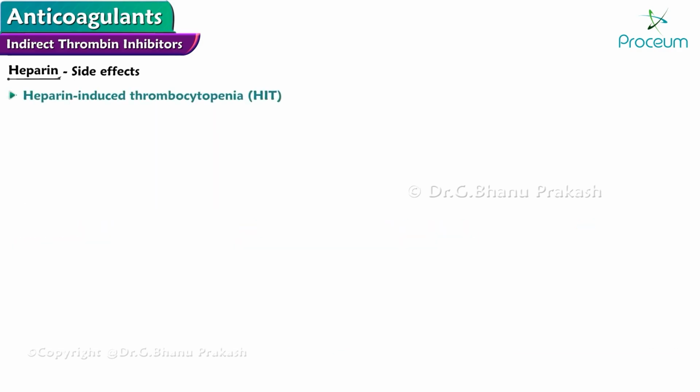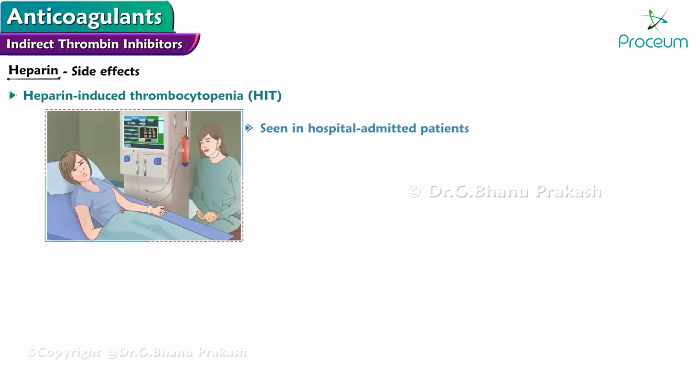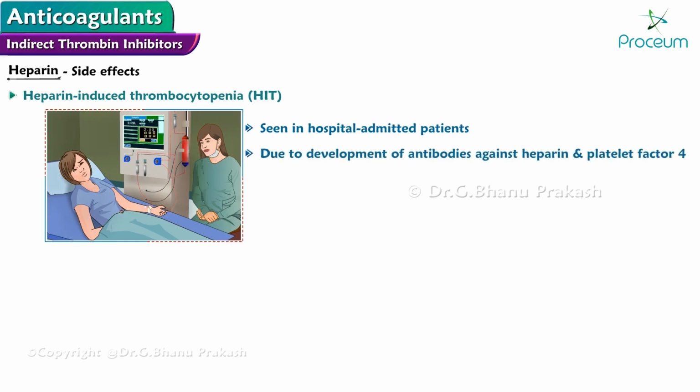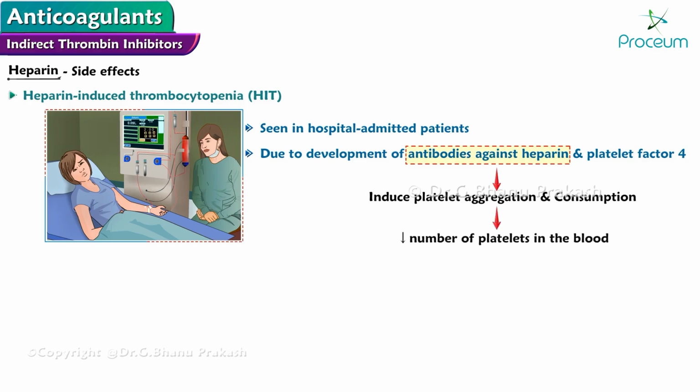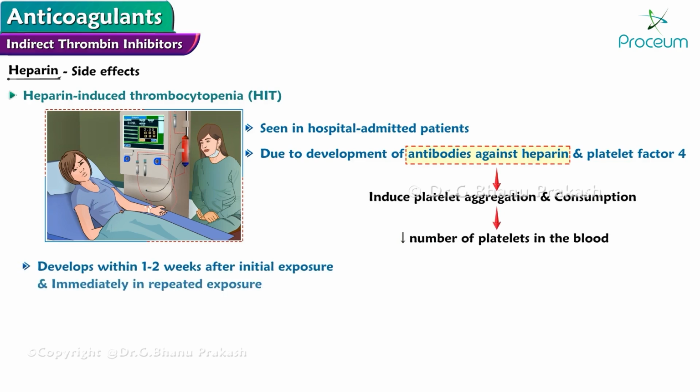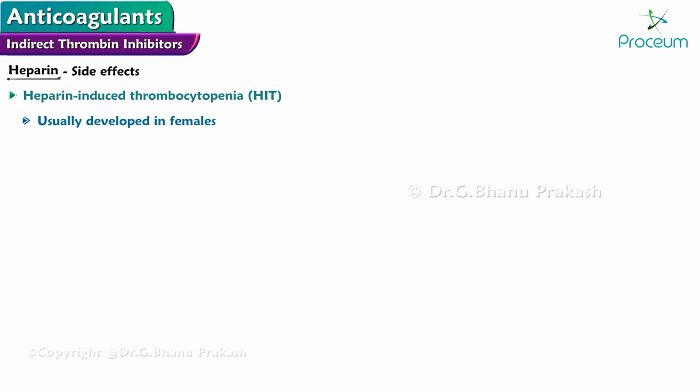Heparin-induced thrombocytopenia, HIT. It's one of the important side effects seen in hospital-admitted patients. It's caused due to development of antibodies against heparin and platelet factor 4. The antibodies induce platelet aggregation and consumption, leading to a decrease in the number of platelets in the blood. It develops within 1 to 2 weeks after initial exposure and immediately in repeated exposure. It's a benign condition. Venous thrombosis is more common and usually developed in females.